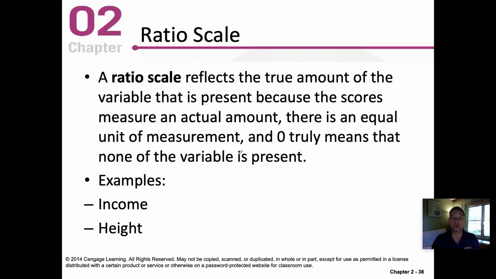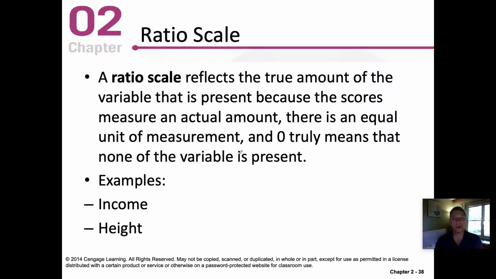Now, the most useful of the 4 scales is the ratio scale, and this reflects the true amount of the variable that is present, because the scores measure an actual amount. There's an equal unit of measurement, and 0 truly means that none of the variable is present. Income is a good example of this. If your income is 0, that means you're not bringing in any money at all. If you're bringing in $10 a week, that's your income. But if you're bringing in $20 a week, that means you're making twice as much as the person who's bringing in $10 a week. And so you can compare, using a ratio, the income of each of these people.